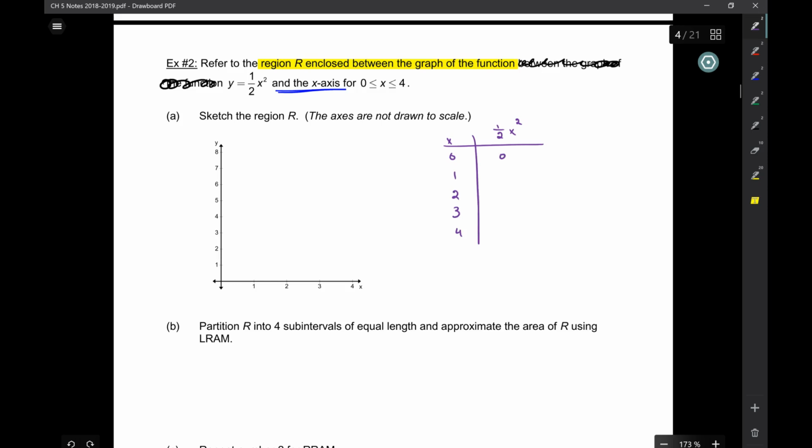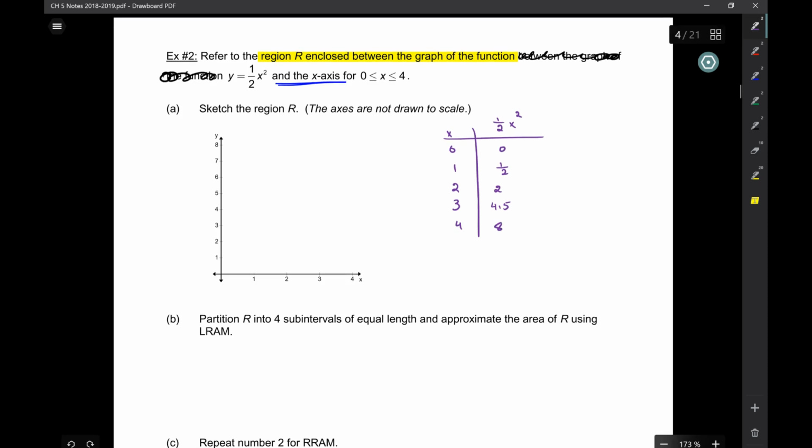All right, at 0, y is 0. At 1, it's a half. At 2, it's 2. At 3, it's half of 9, 4.5. At 4, it's 8. So, at 1, it's a half, and then at 4, this is an 8. At 2, it's 2. At 3, it's 4.5. All right. Now, so this is half x squared.